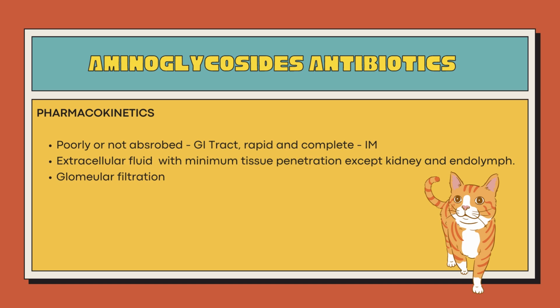Moving on to the pharmacokinetics of aminoglycoside antibiotics, aminoglycosides are poorly or not absorbed from the GI tract, but absorption from the intramuscular site is rapid and complete. They distribute only into the extracellular fluid with minimum penetration into most tissues except the kidney and the endolymph of the internal ear. They show low tendency to bind with plasma proteins, and effective levels are not reached in the CSF or milk. These antibiotics are not metabolized in the body of the animals and are mainly eliminated unchanged in the urine by glomerular filtration.